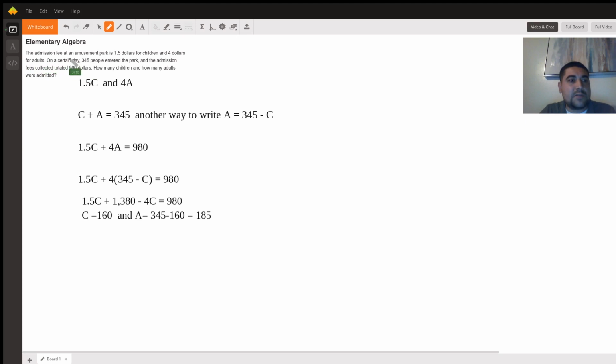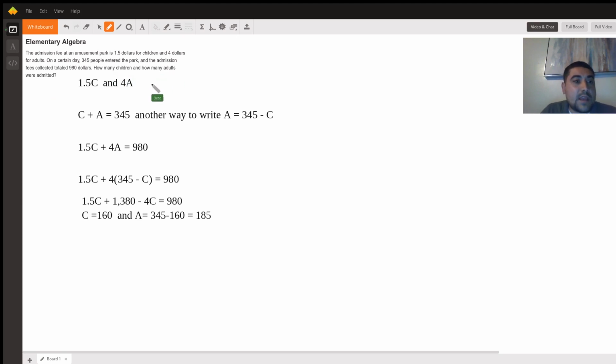It says the admission fee at an amusement park is $1.5 for children and $4 for adults. On a certain day, 345 people enter the park and the admission fees collected total $980. How many children and how many adults were admitted? Okay, that's a lot of information, but they ultimately want to know how many children and how many adults were admitted to the park.